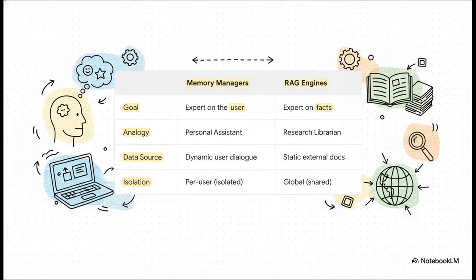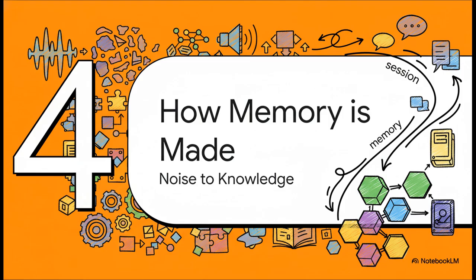This analogy is perfect. A memory manager is your personal assistant who knows your preferences. A RAG engine is a research librarian who goes and looks up public information in a book. A truly great AI needs both. So how does an AI actually create these long-term memories? I mean, it's not just copy-pasting the chat log. It's a really cool, automated process of turning all that messy conversational noise into clean, structured knowledge.